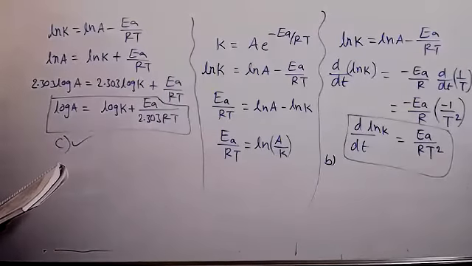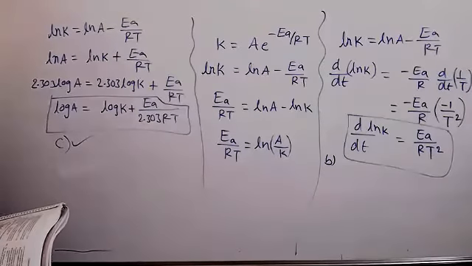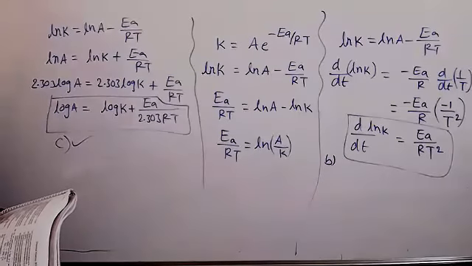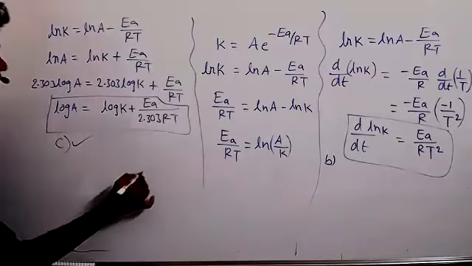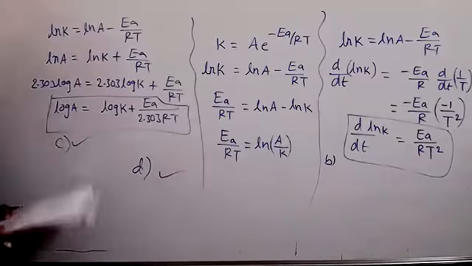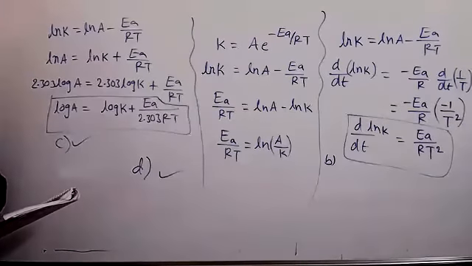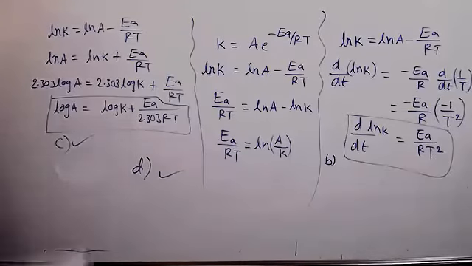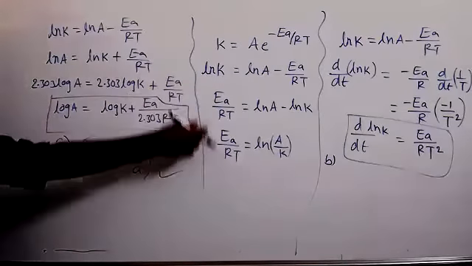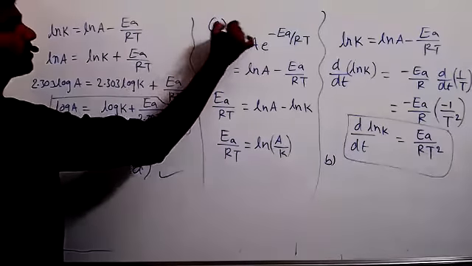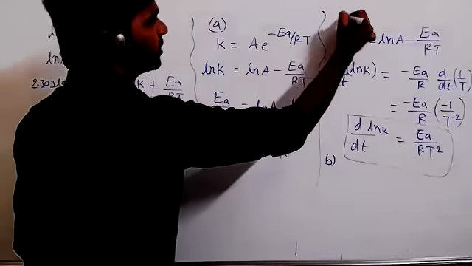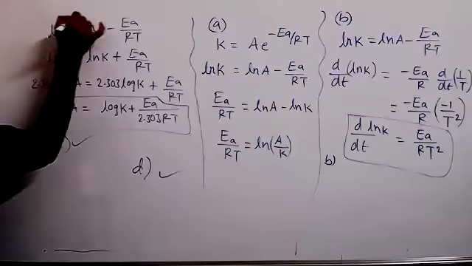So option C is also correct: log A equal to log K plus Ea by 2.303 RT. Only option D is wrong. The Arrhenius equation may not be represented as option D. Write these calculations: for option A, this; option B, this; option C, this.